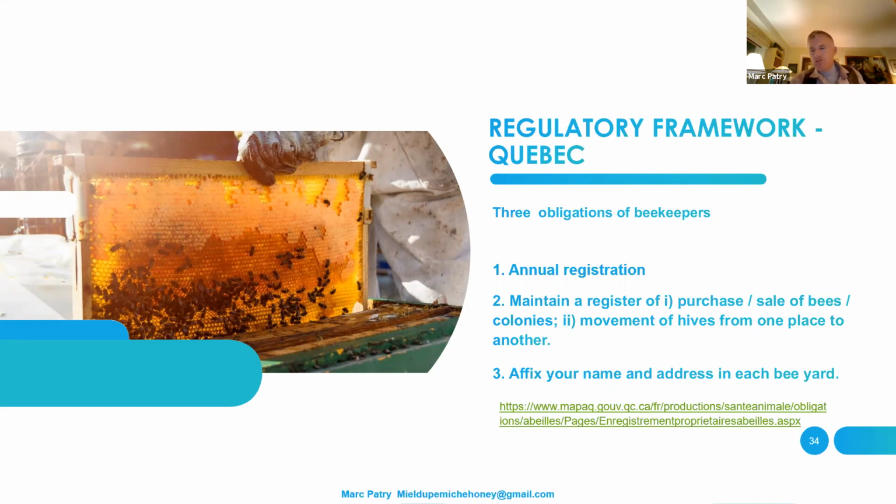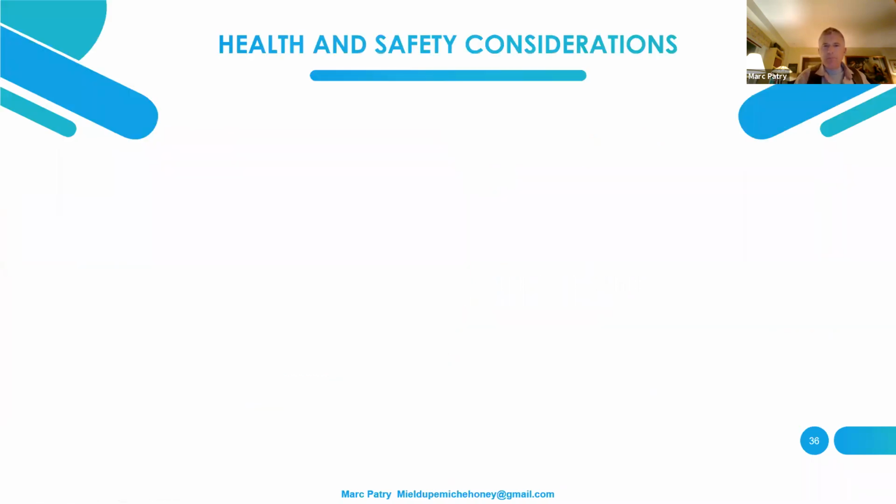Every province has slightly different rules, but it's all about keeping track of your bees, making sure they're healthy, and being able to trace where they came from and where they're going, so that we can follow potential diseases. And this is the link to the Quebec rules, if you want more details.